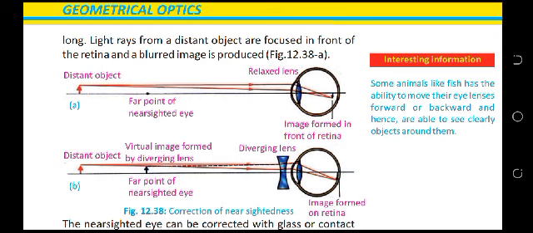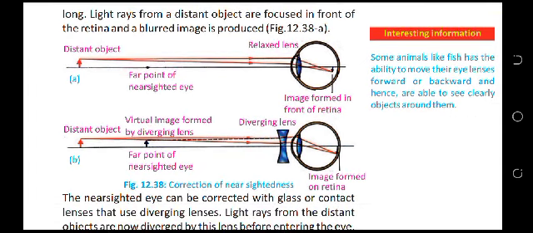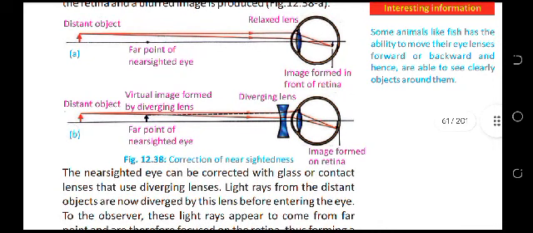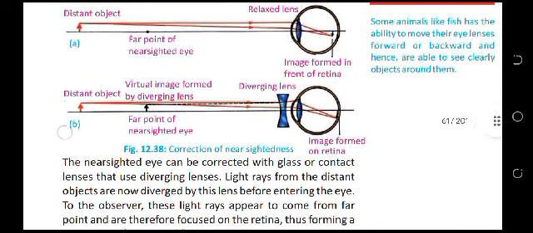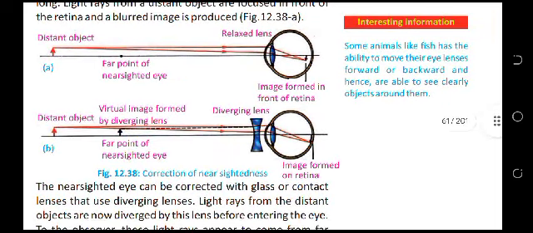Fig 12.38. A distant object, relaxed lens, far point of a nearsighted eye. Image formed in front of retina. Visual image formed of distant object by a diverging lens. Diverging lens, far point of nearsighted eye. Image formed on retina.